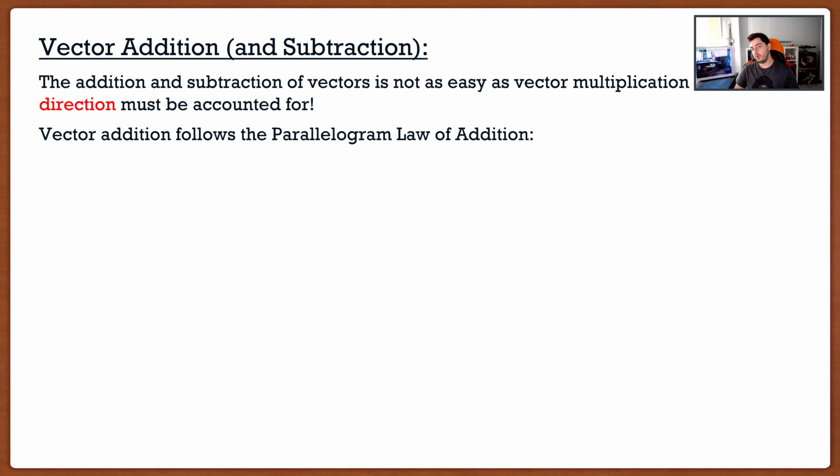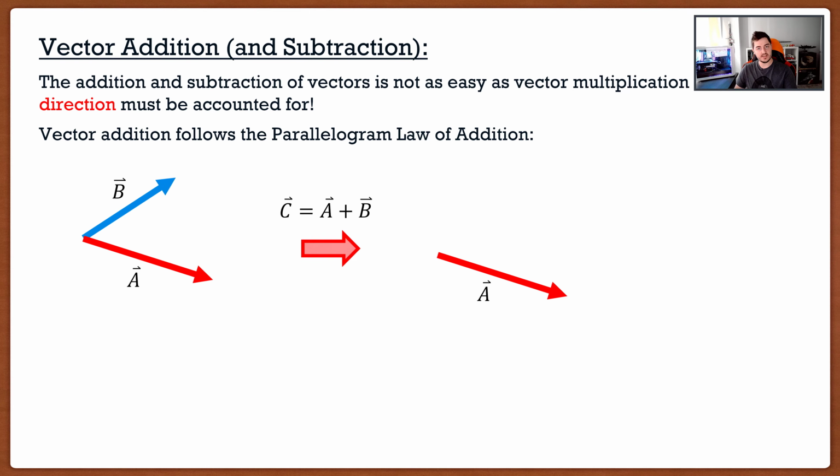And you're saying, Clayton, well, what exactly does this mean? Well, let's say that we have two vectors. We have vector A and we have vector B, and we want to add those together. So what I want to do is create a vector C, which is vector A plus vector B. Well, what I would do is take vector A, place it down, and then take vector B and place it on top of vector A. And the resultant vector C is going to be this green vector here. So it's going to start at the tail of A and go to the head of B.